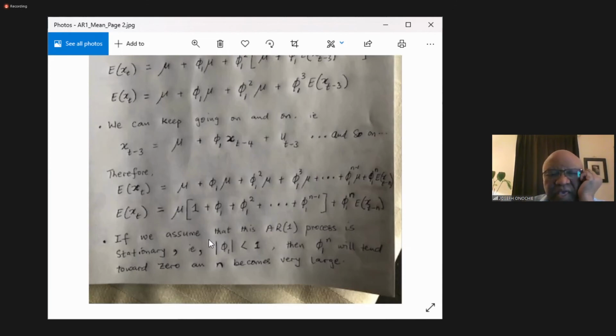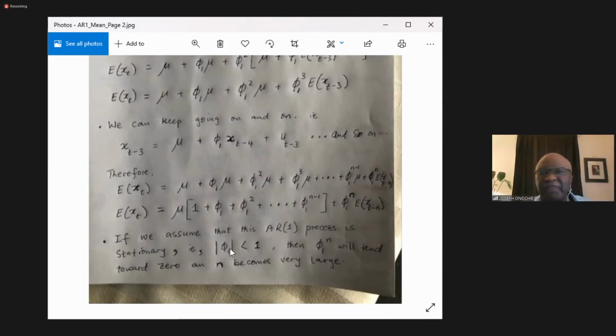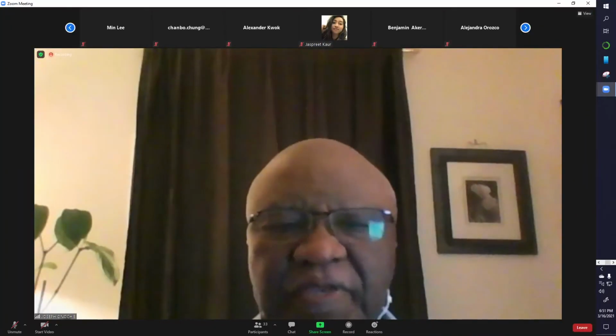All right. So here, if we assume that the AR1 process is stationary, that is, if we assume that the size of phi1, not the sign, remember, what do these two lines mean? Absolute value. So we don't care whether it's negative or positive. We're just looking at the number itself, yes? If it's less than 1, then this thing to the n will tend towards 0 as n becomes very large. Everybody, let's go to page 3 and I'll show you what I mean, okay?